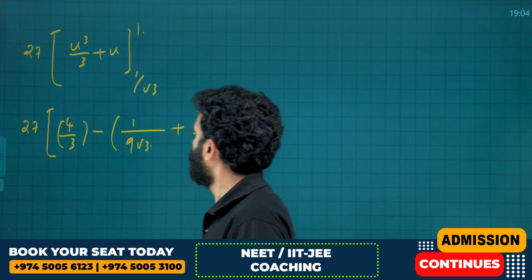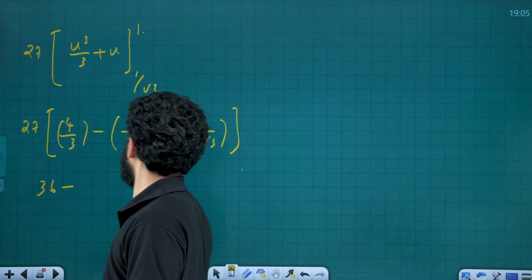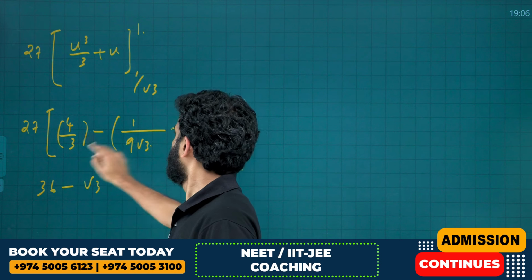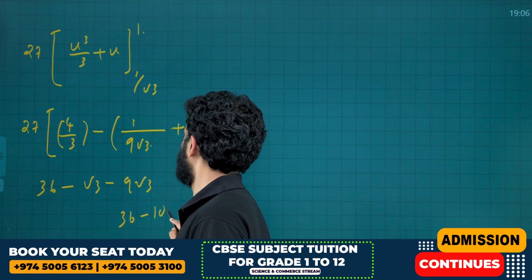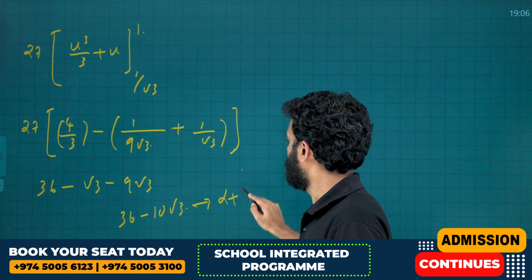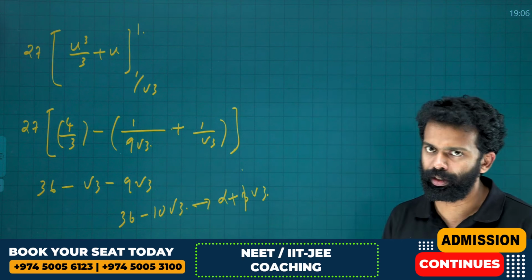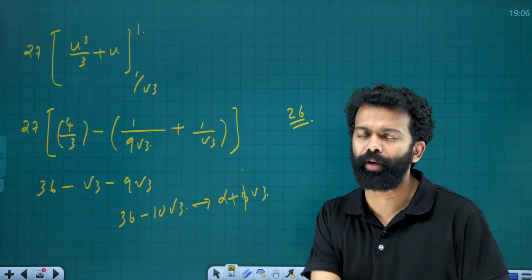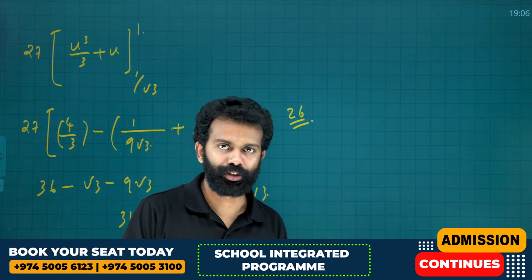Okay. So if you open the bracket, it will be 27 into 4 by 3, that is 9 into 4 is 36, minus 3, that is root 3, and minus of 9 root 3, that is 36 minus 10 root 3. Okay, it will be 36 minus 10 root 3, and that is equivalent to alpha plus beta root 3. Therefore alpha is equal to 36 and beta is equal to minus 10. Therefore alpha plus beta will be equal to 26. Okay. Yes, I hope you got the idea here. Let's move to the next one. Next question.